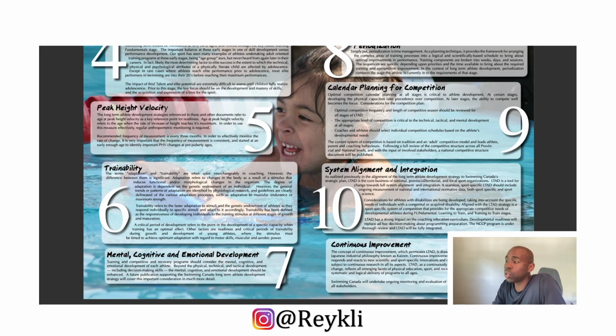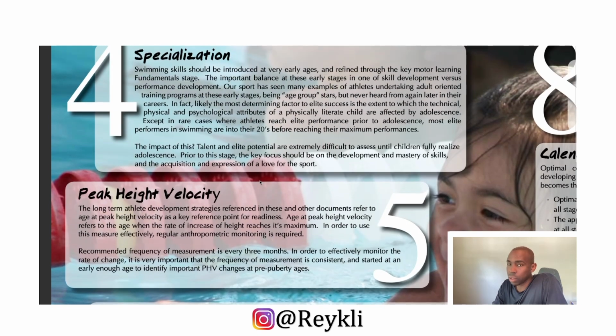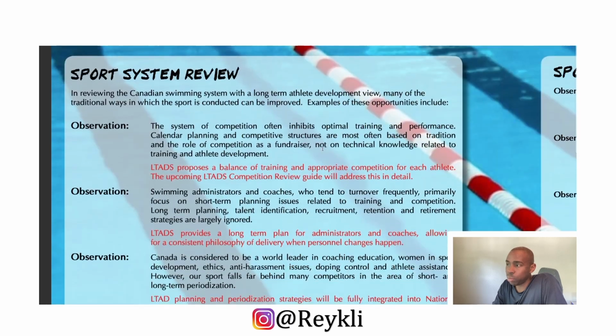But anyway, these are all variables. That's the way I look at it. I'm looking at this mathematically. These are all variables that you're trying to maximize. I've got to zoom in so you can see some of these. All right, specialization. That's kind of getting into individual sports. Peak height velocity is puberty.